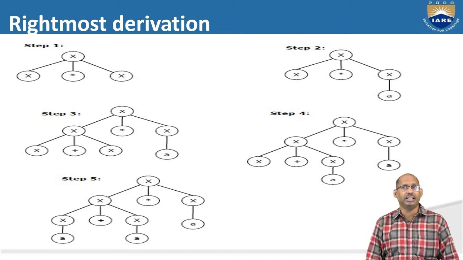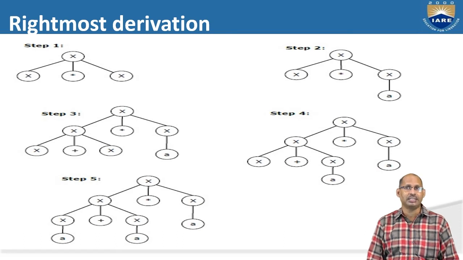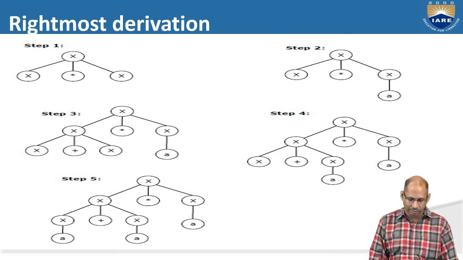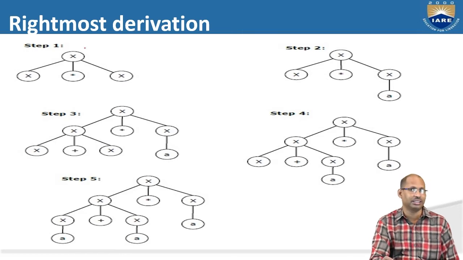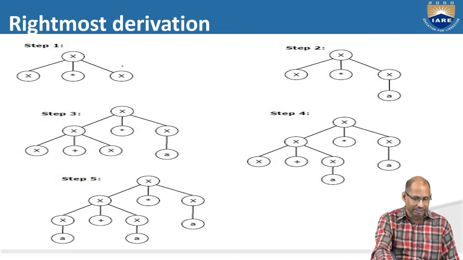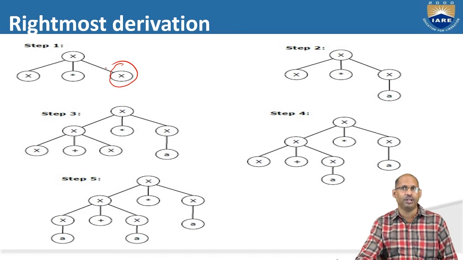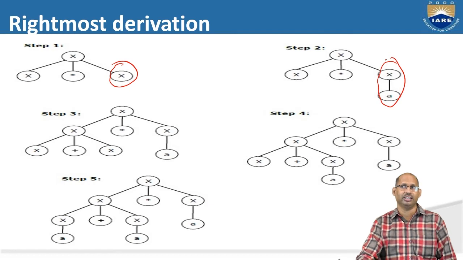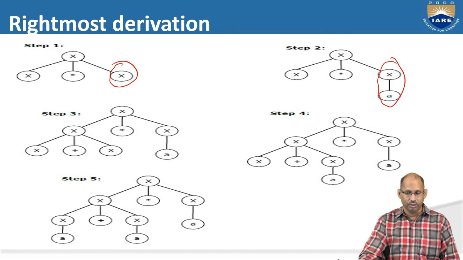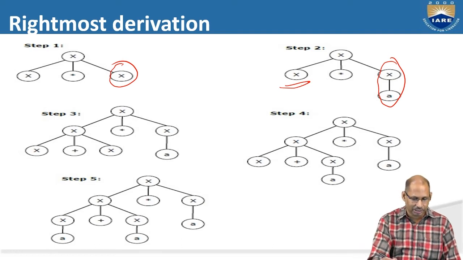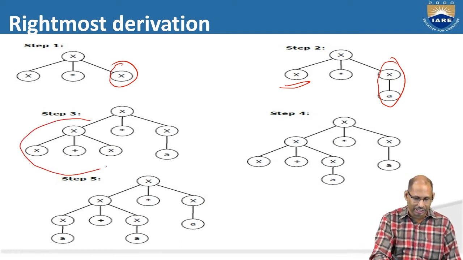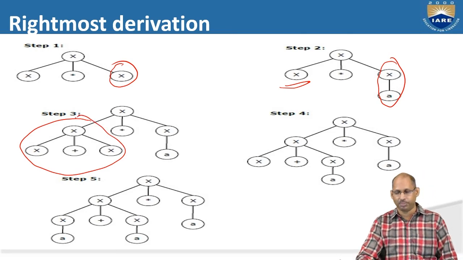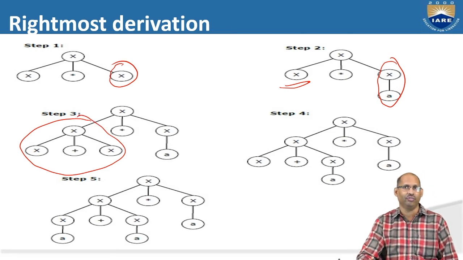Then rightmost derivation. What is the rightmost derivation? Always replace the right hand variables. In the first step we select X gives X plus X into X, and in this one this is a right hand variable. So we expand X gives A, the right hand variable. Now in this one this will be the right hand variable, and we expand the right hand variable.